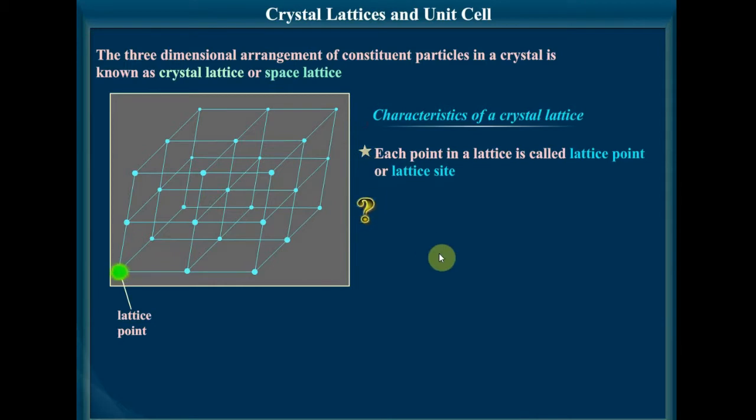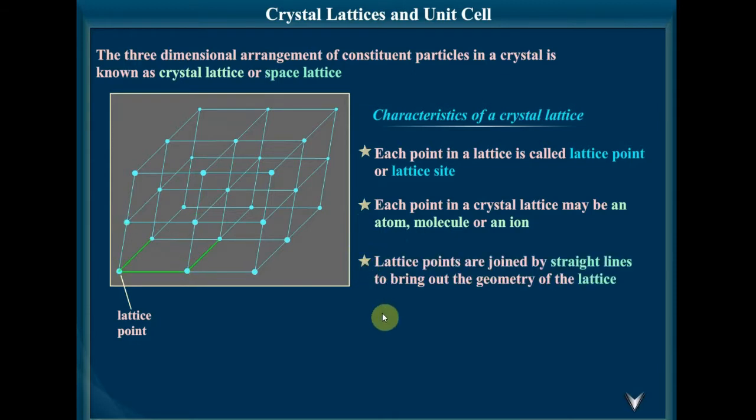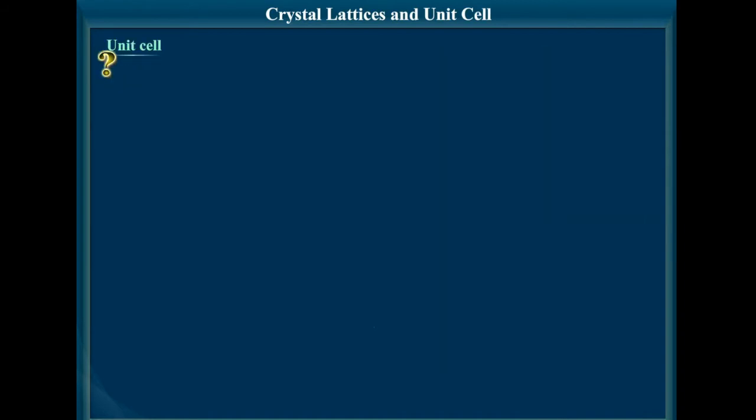Characteristics of a crystal lattice. Each point in a lattice is called the lattice point or lattice site. Each point in a crystal lattice may be an atom, molecule, or an ion. The points that you can see here, the green color, can be either atoms, molecules, or ions, depending upon the type of solid. Lattice points are joined by straight lines to bring out the geometry of the lattice.